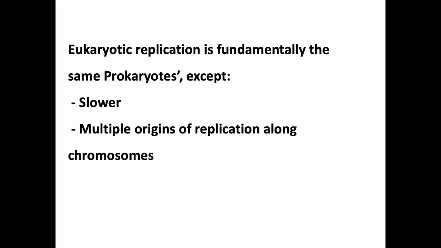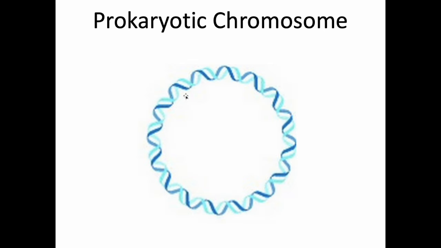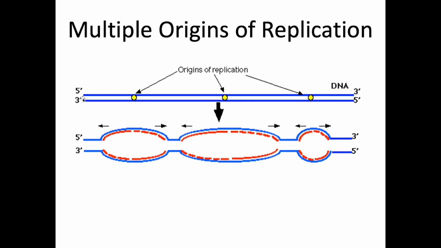So it's the same, but eukaryotic replication is slower. And that should make sense. The eukaryotic chromosome is more complicated. It's got histone proteins and chromatin. It just takes a longer time to go through the process of replication in a eukaryotic chromosome. It's slower. It's also a lot bigger. You know, the prokaryotic chromosome, the sort of closed circle, is a lot smaller than the eukaryotic chromosome, which is this big, long line.